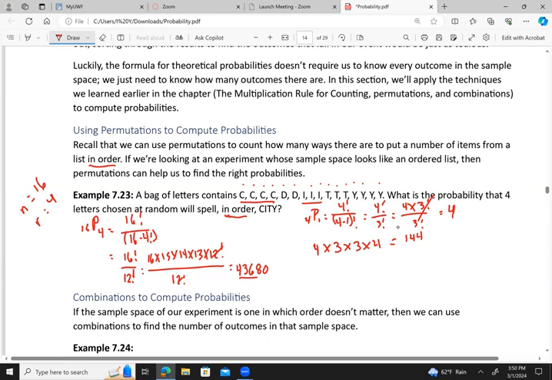There are 43,680 total 4-letter arrangements, so our probability, and we'll just call it the probability of the event E, is 144 over 43,680. And that is it.